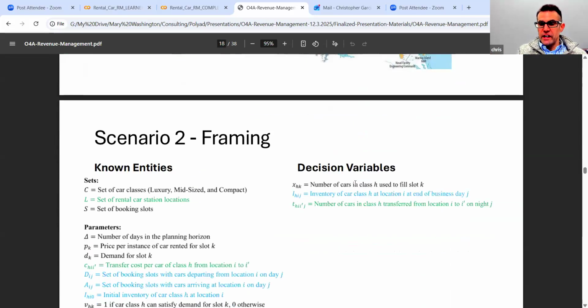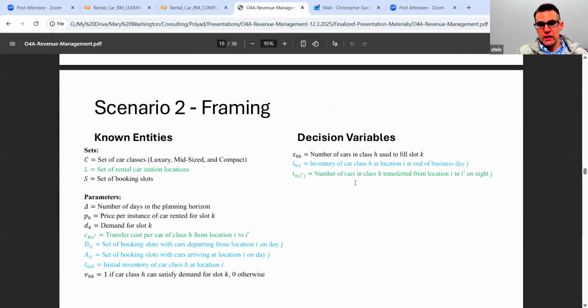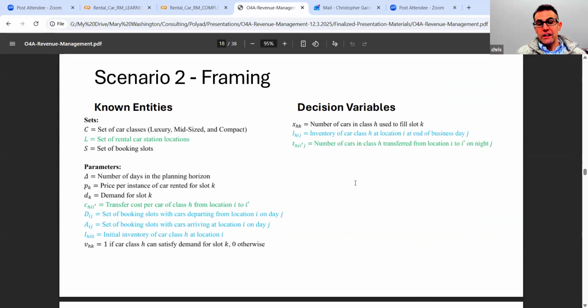As we get into framing, what you're going to see is that as we move from one scenario to another in terms of the modeling and the framing, I'm going to keep the stuff that we had before completely unchanged in black. Things that are from the previous scenario but have been modified in some capacity, I'm going to put in blue, and something that's brand new, I'm going to put in green.